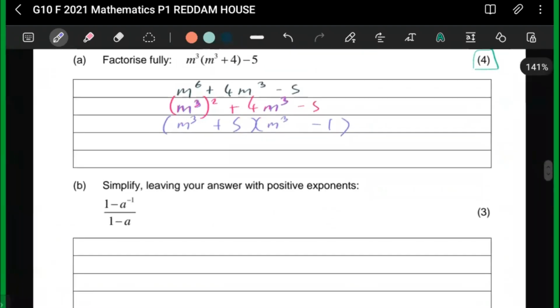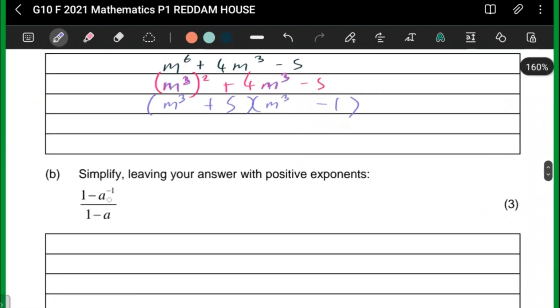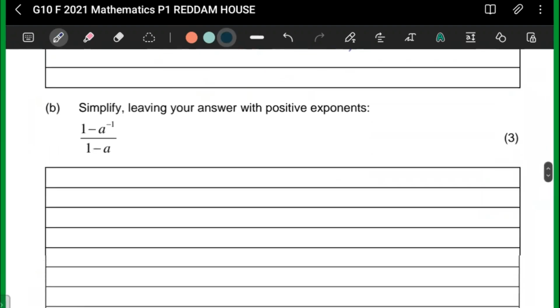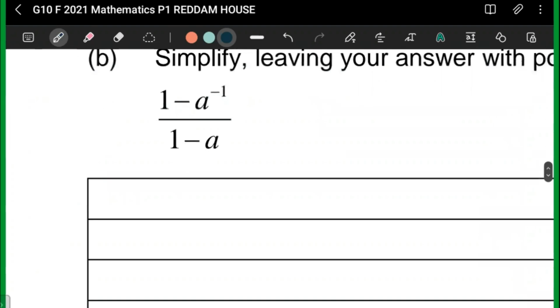Moving on, it says, simplify, leaving your answer with positive exponents. So if you're going to leave with positive exponents, you have to be careful. The top part, you can actually just try and see that for what it is. The top part, remember, this here can be written as a fraction. So at the top, you can have 1 over 1 minus 1 over a. Then down here, you just have your 1 minus a.